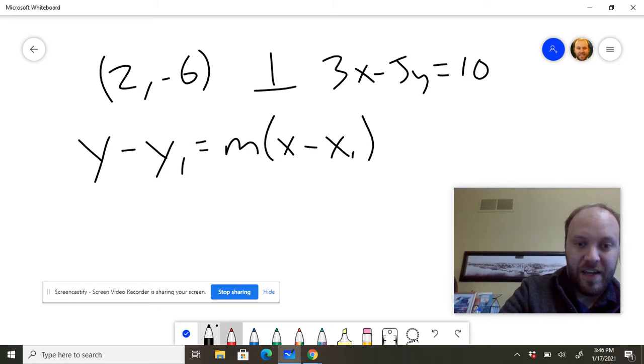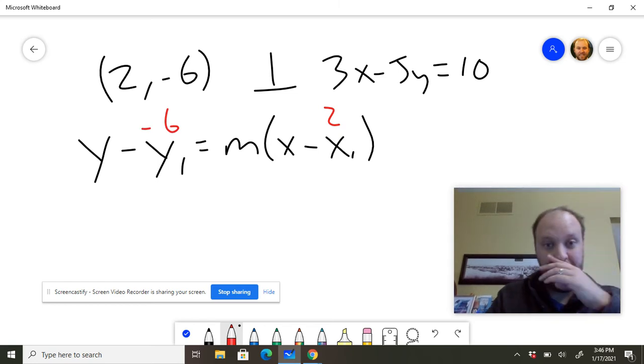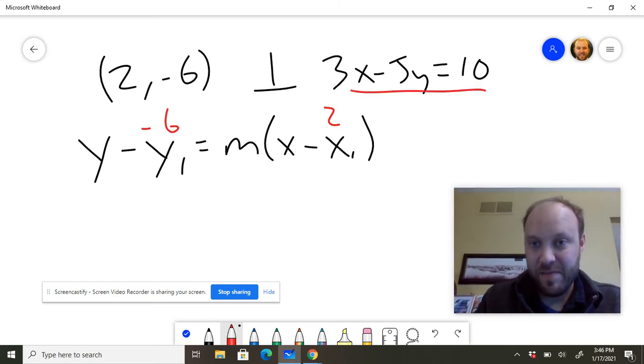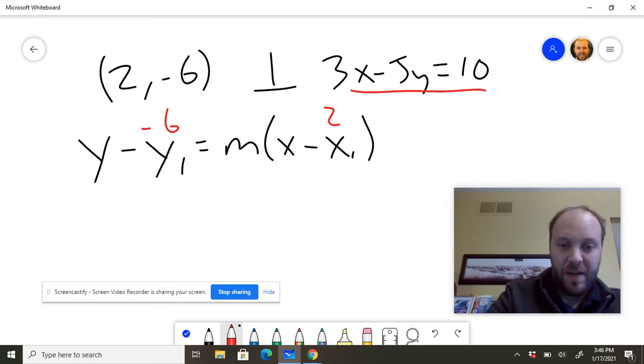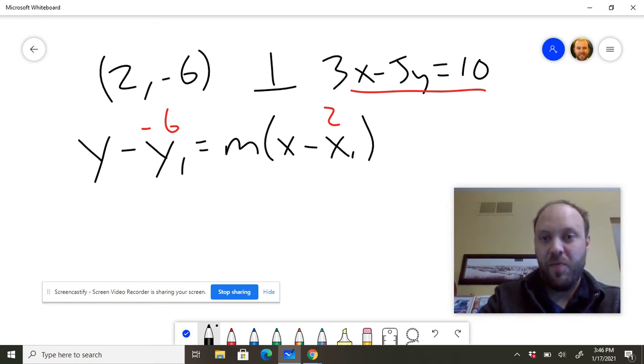They were nice. They already gave us the point that this is passing through. So my x1 is 2, my y1 is negative 6. We just have to find the slope, okay? Now, you go back up here. They were not nice that it's not in slope-intercept form. So we're going to have to put it in slope-intercept form.